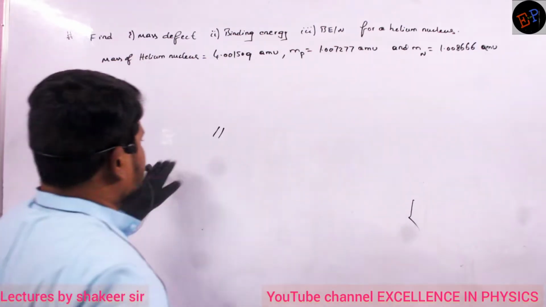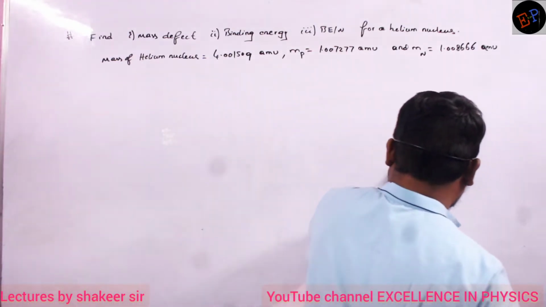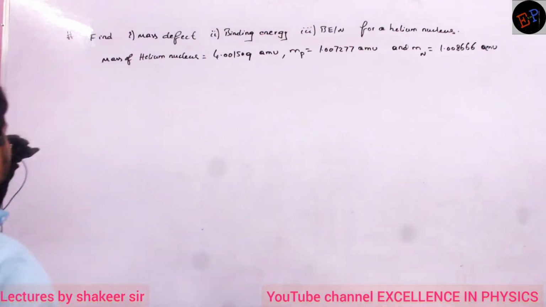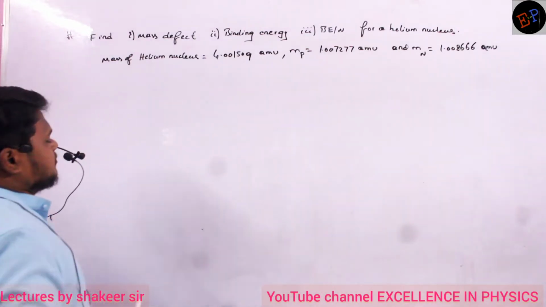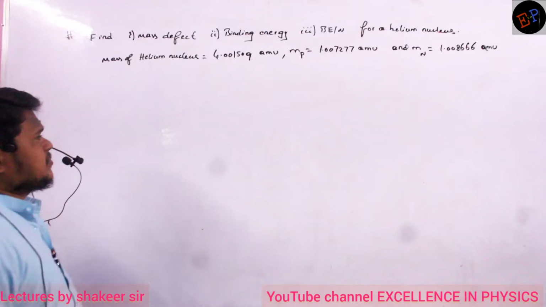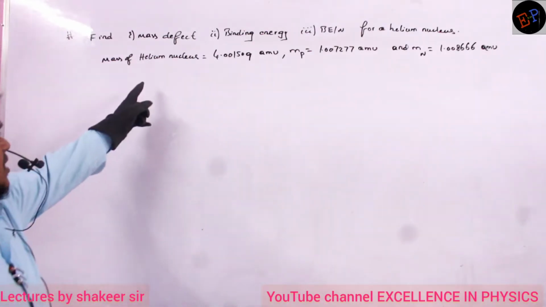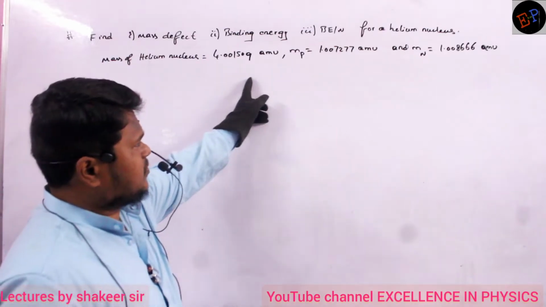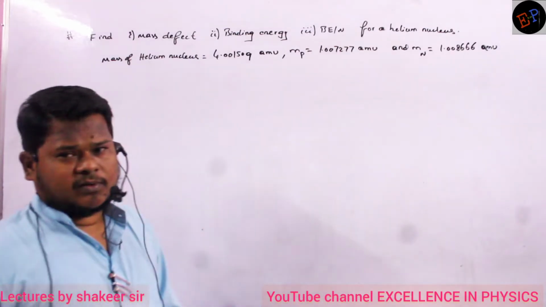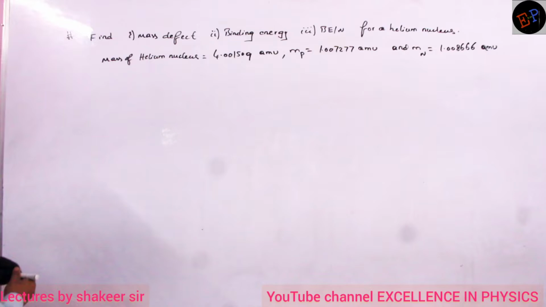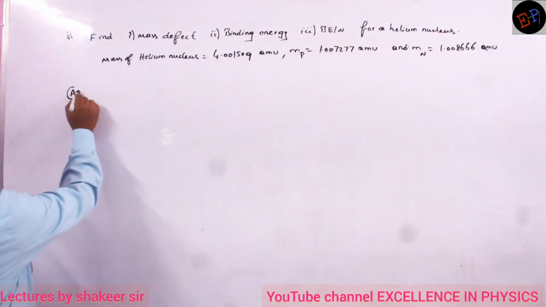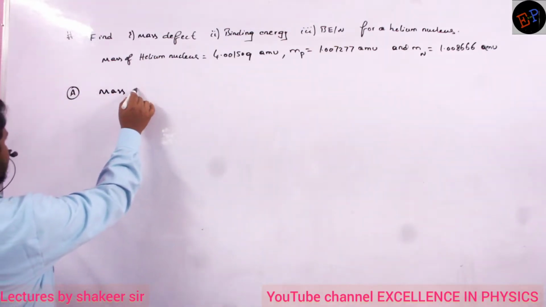Okay, so this is the given question. Find the mass defect, binding energy and binding energy per nucleon for a helium nucleus. The mass of the helium nucleus is given, the mass of a proton is also given, and the mass of a neutron is also given. First of all, how can I calculate the mass defect?